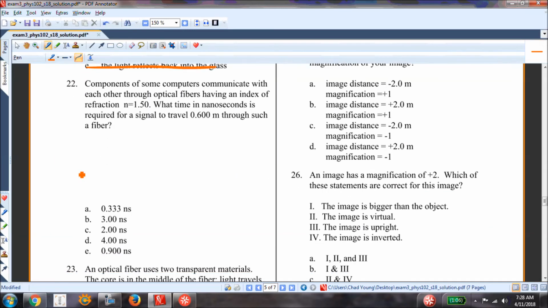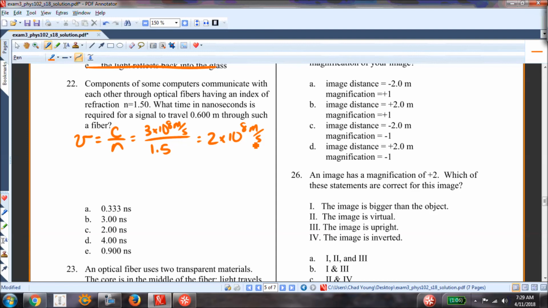Components of some computers communicate with each other through optical fibers, which have an index of refraction of n equals 1.5. What time in nanoseconds is required for a signal to travel through 0.6 meters? First, I need to find the speed of light in that. That's going to be c divided by n, 3 times 10 to the 8th meters per second, divided by 1.5. That's going to be 2 times 10 to the 8th meters per second.